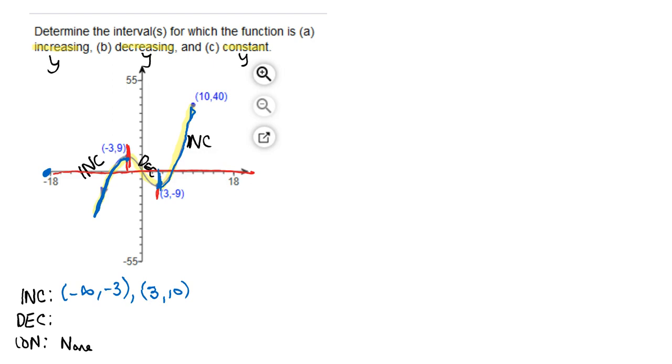Then we have a section of decreasing right here. And that section of decreasing started at an x value of -3, and stops at an x value of 3. So from -3 to 3, we have decreasing. So remember that these words, increasing, decreasing, and constant, are referring to what's happening with y. But when we write down our intervals, we write down the x's because that's the where part.